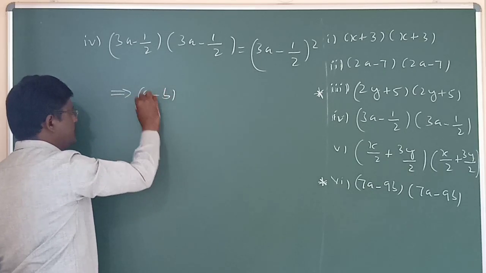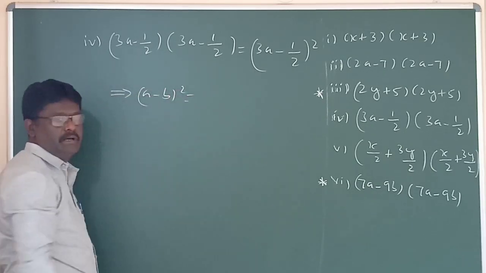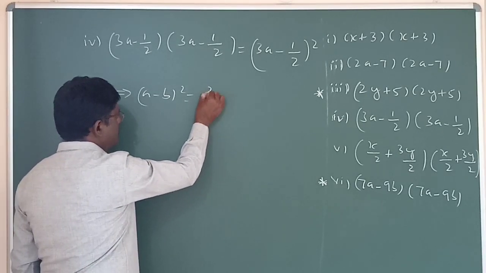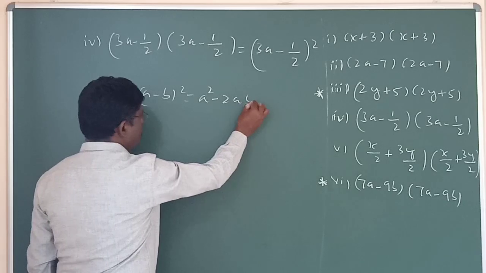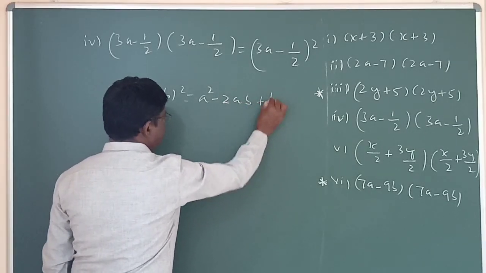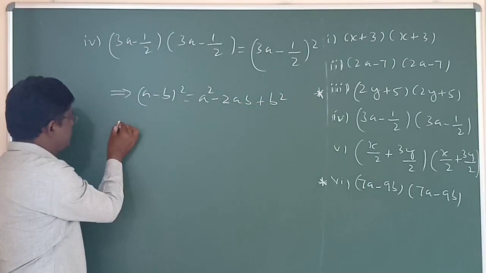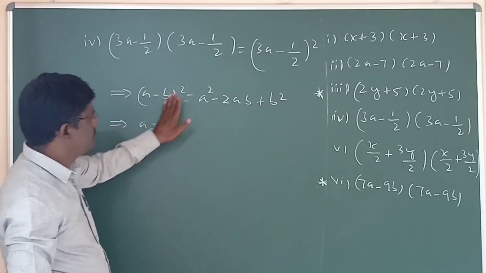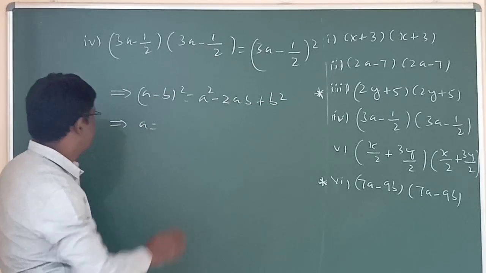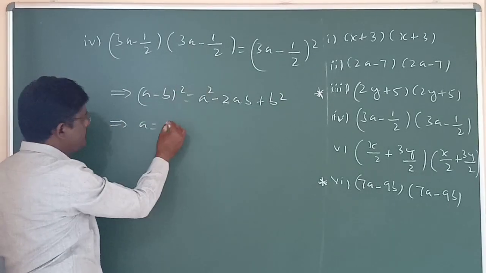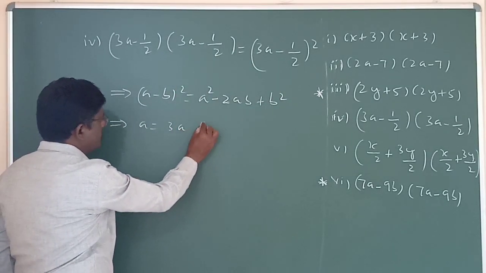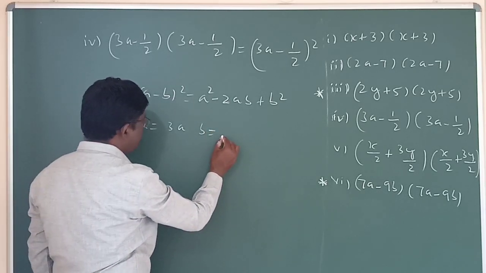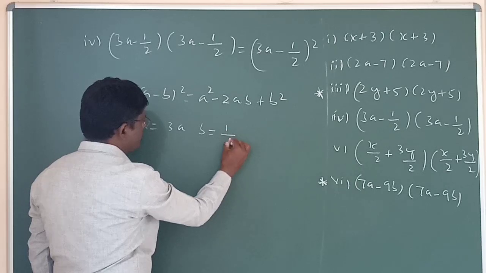This identity. This is what is a suitable identity. A square minus 2ab plus b square. Now let us compare this with the given problem. First, a is first term, there we have what? 3a. Be careful with that term. B is 1 by 2.